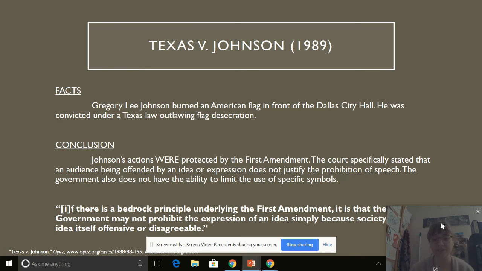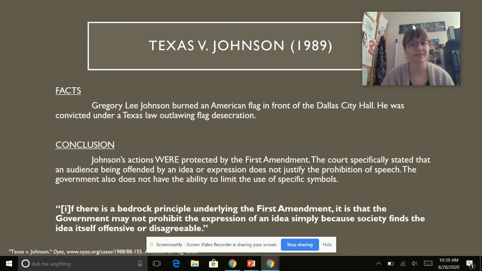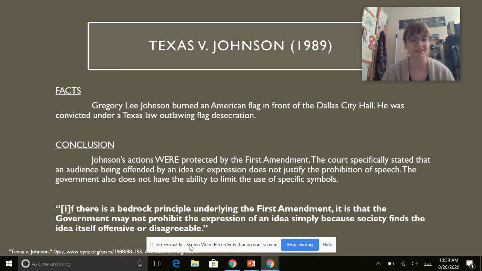And this is the really big important quote that came from this. And this is the main reason that I pulled this one for us to study, is this quote right here. If there is a bedrock principle underlying the First Amendment, it is that the government may not prohibit the expression of an idea simply because society finds the idea itself offensive or disagreeable. Take a moment, let that sink in. Just because something is offensive does not mean that it is not protected by free speech.